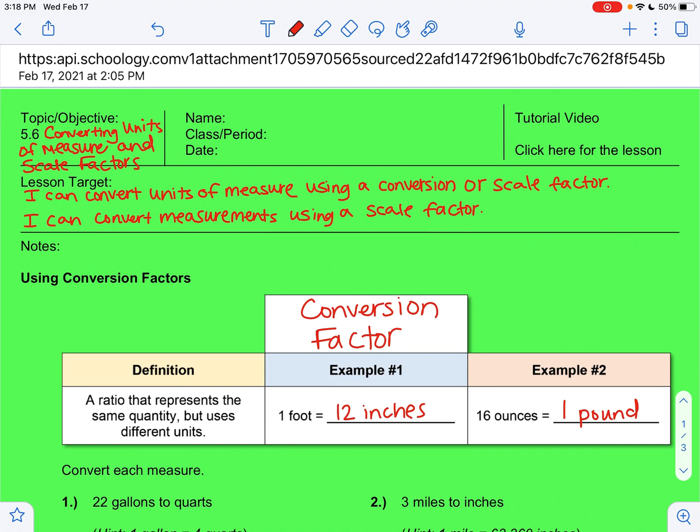Today we are going to combine the last two lessons of Unit 5 together. So 5.6 and 5.7 we're going to do all in this one video because they're both very similar. 5.6 is about converting units of measurement and 5.7 is about scale factors. Our learning targets are: I can convert units of measure using a conversion or scale factor, and I can convert measurements using a scale factor. Alright, let's get started.